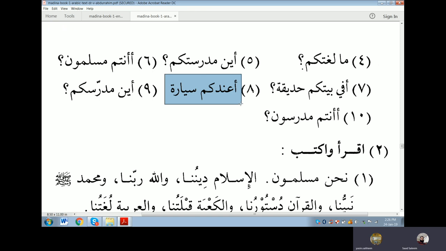A'indakum sayaratun? Sayara, that's car. Do you have a car? Okay, do you have a car? Indakum sayaratu. So I would say nam indana sayaratu. Indana sayaratun. Okay, nam indana sayaratu. Yes, we have a car.